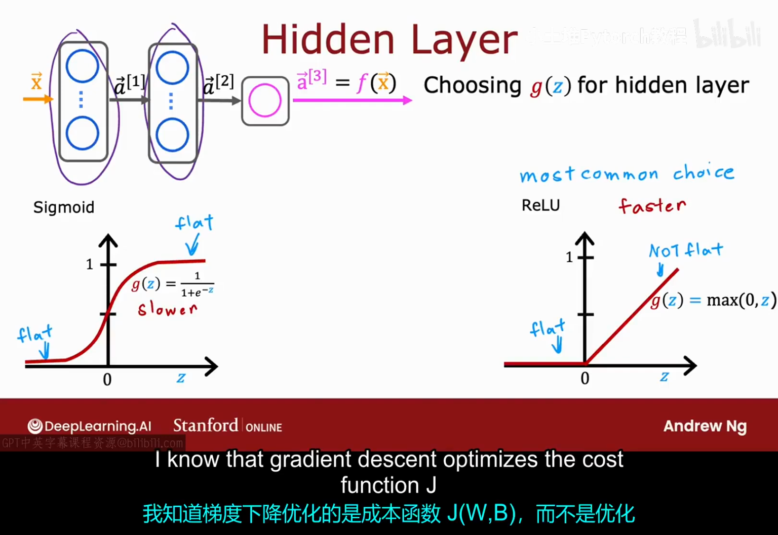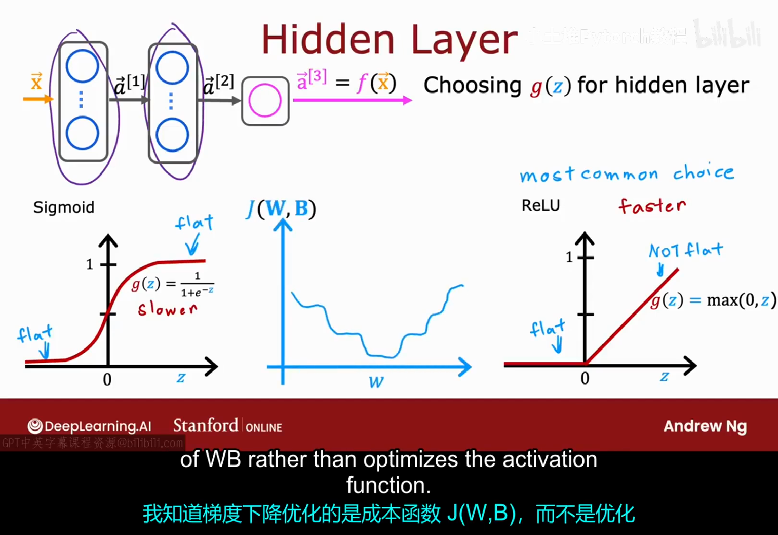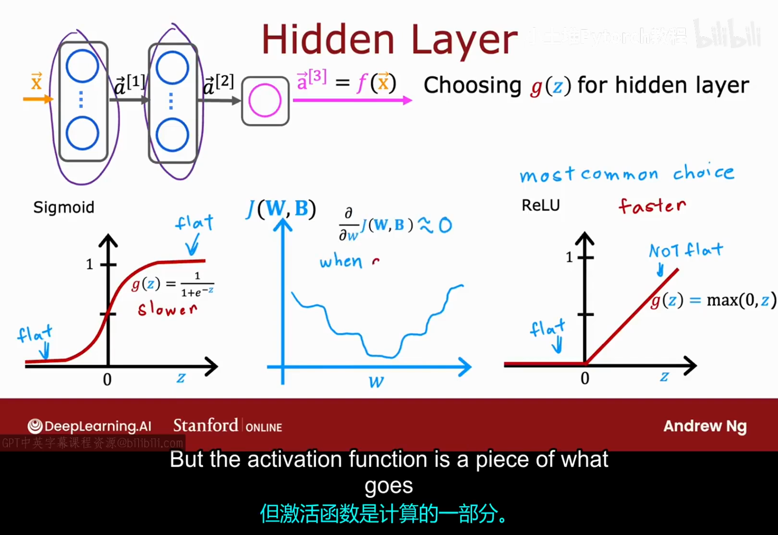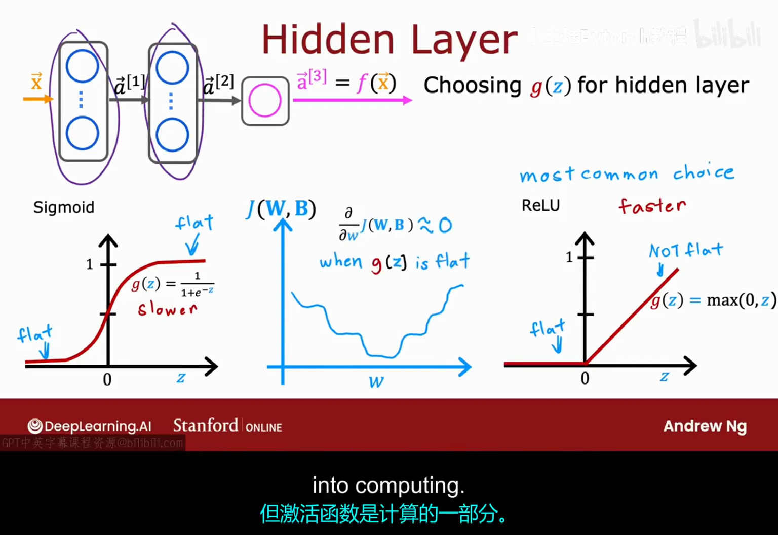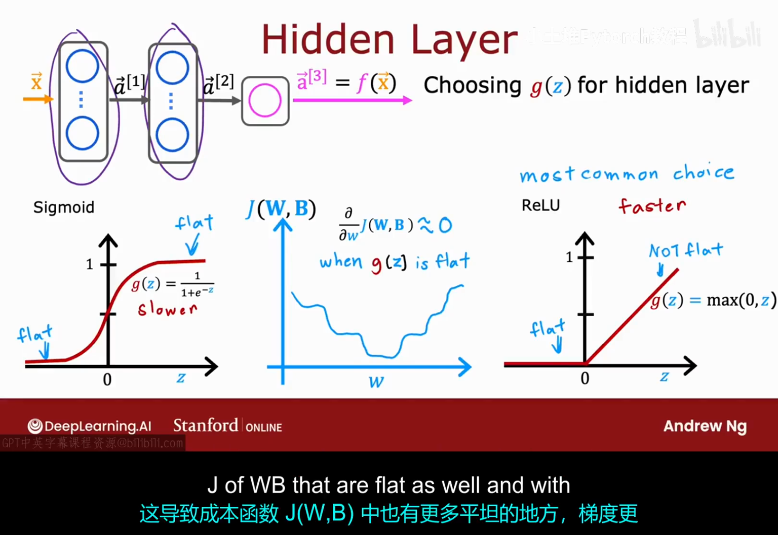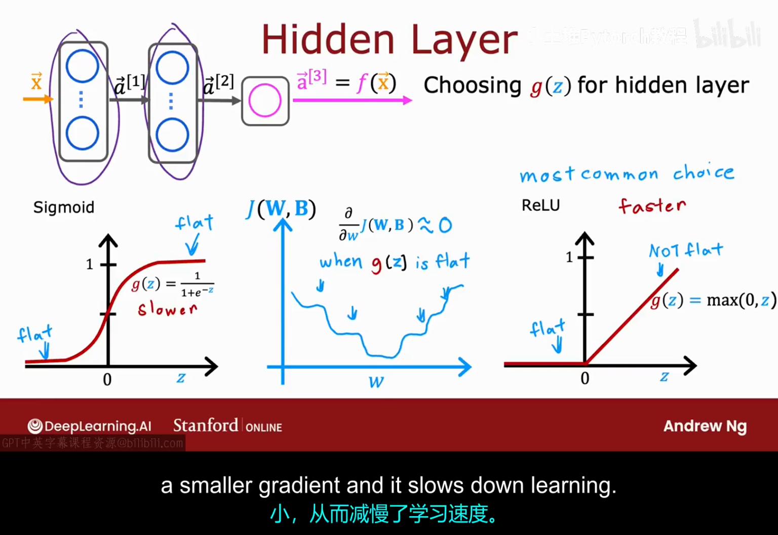I know that gradient descent optimizes the cost function J of WB rather than optimizes the activation function, but the activation function is a piece of what goes into computing it, and that results in more places in the cost function J of WB that are flat as well and with a small gradient, and it slows down learning.